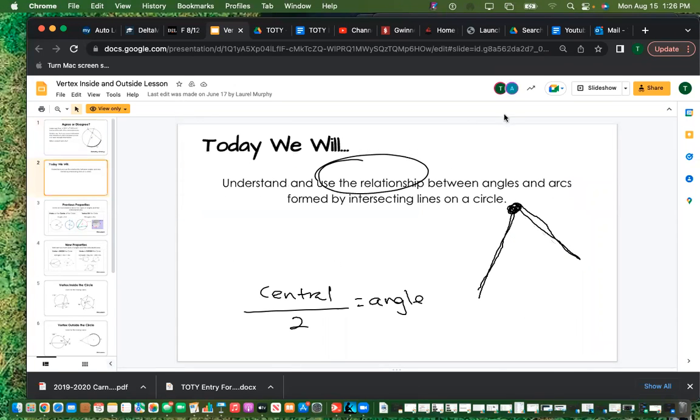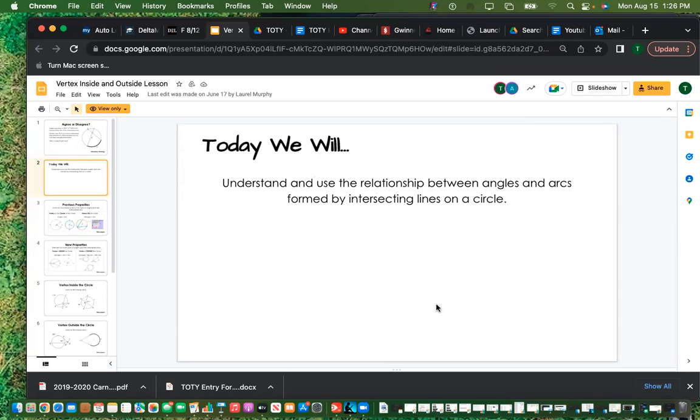So today, what I want you to do is write on your paper, angles and arcs formed by intersecting lines on a circle. That's what you're going to title today's paper.